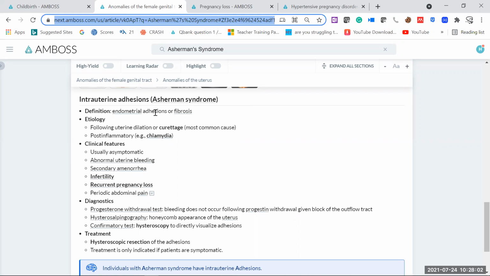Or you can perform hysterosalpingiography. You will do the X-ray and you will see honeycomb appearance of the uterus. That's a typical pattern on hysterosalpingiography. If honeycomb appearance is mentioned, think about Asherman syndrome.